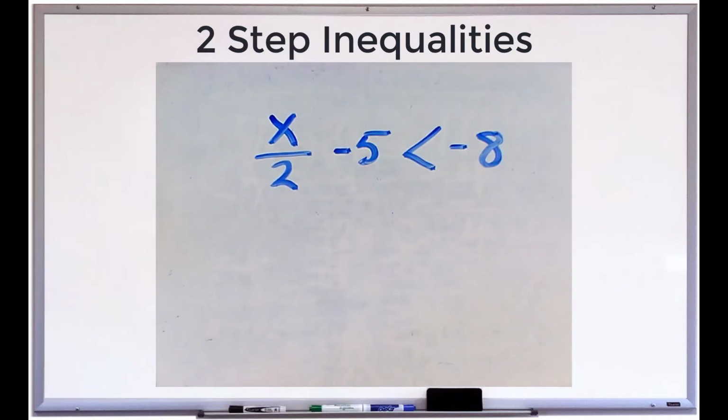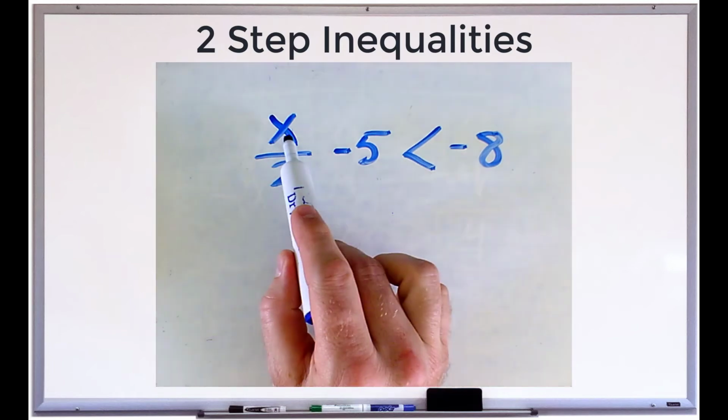For our third problem, let's look at an inequality that has some division in it. Our problem here says x divided by 2 minus 5 is less than -8. We've got to start solving our problem by getting the x by itself.